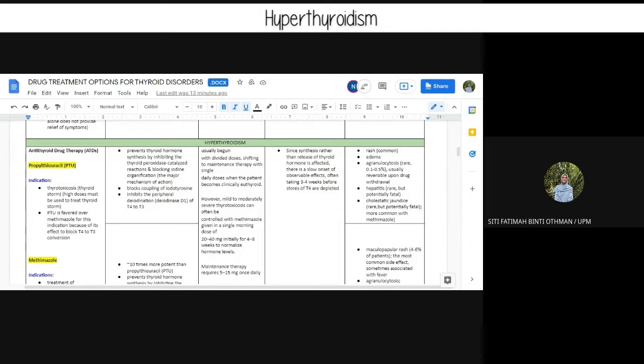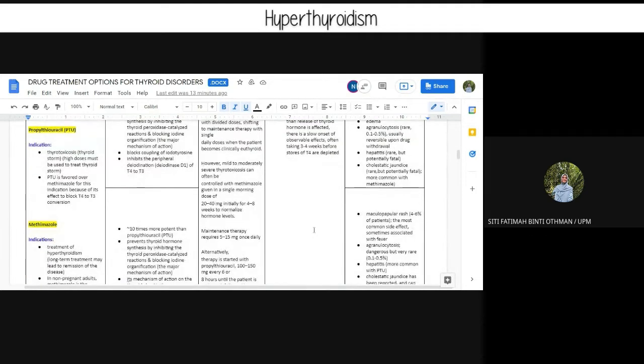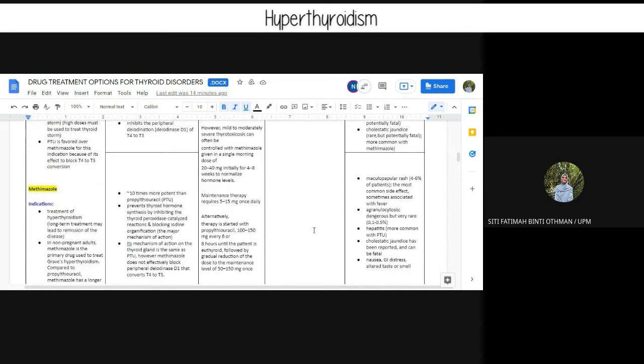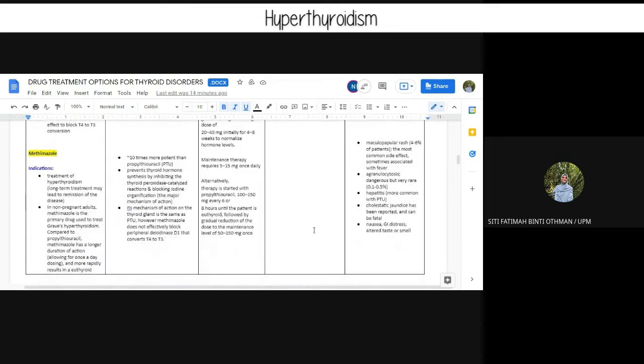For the dosage regimen, PTU usually begins with divided doses, shifting to maintenance therapy with single daily doses when the patient becomes clinically euthyroid. However, mild to moderately severe thyrotoxicosis can often be controlled with methimazole given in a single morning dose of 20 to 40 milligrams initially for 4 to 8 weeks to normalize hormone level. Maintenance therapy requires 5 to 50 milligrams once daily.